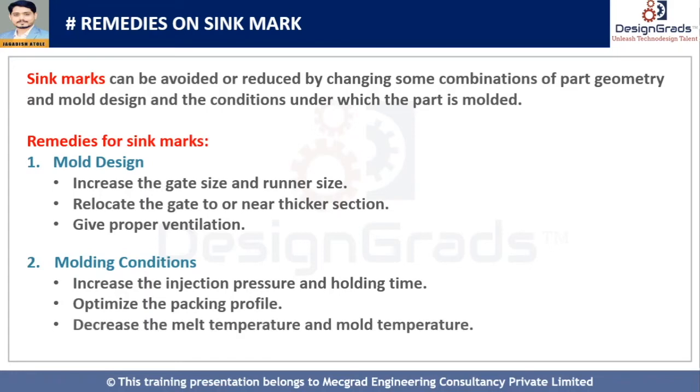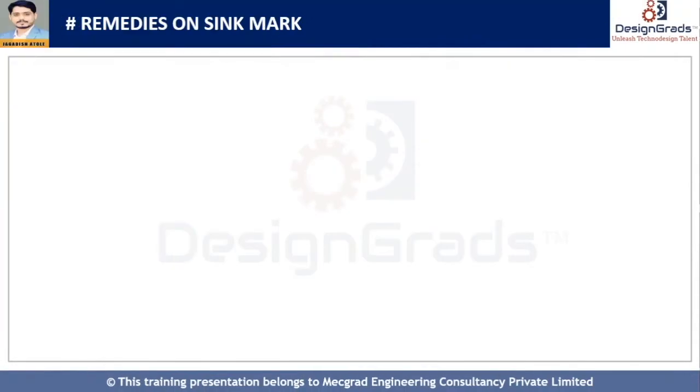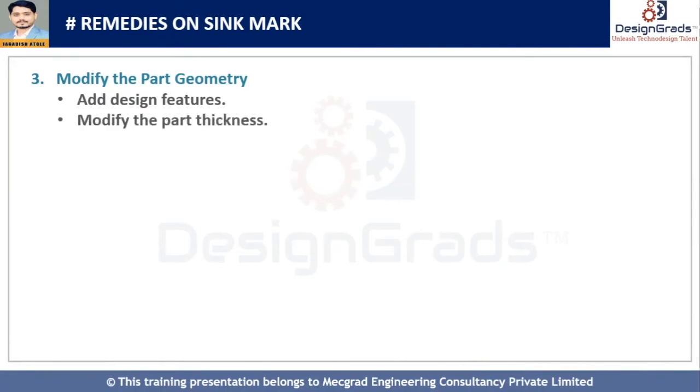The next way is to decrease the melt temperature and mold temperature, and we can reduce sink mark by increasing the cooling time also. The third way, which is more related to design department, is to modify the part geometry. By adding design features like ribs, corrugation, fillets, we can eliminate the sink mark. Second is to modify the part thickness to minimize the thickness variation.